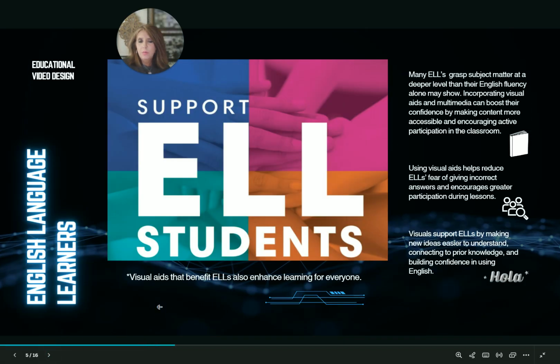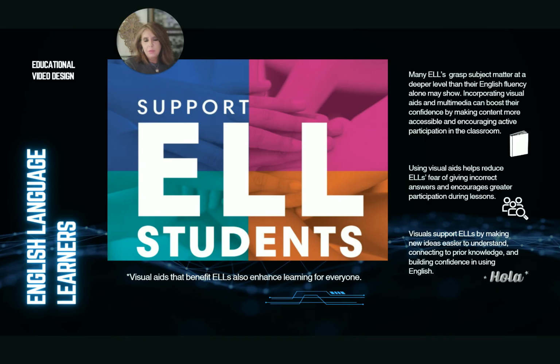This slide talks a little more about English language learners. I know that we talked about it a little bit before, but this dives a little deeper into how well visuals affect them and how well they support their learning. Many ELL students grasp subject matter at a deeper level than their English fluency alone may show. English language learners understand more information than they're even able to speak.